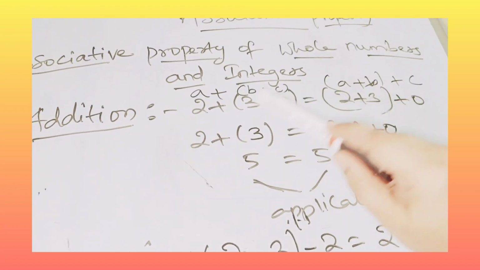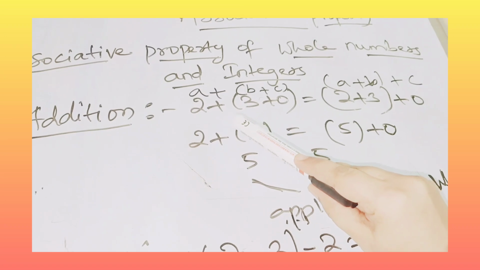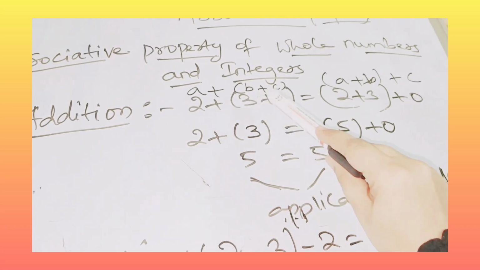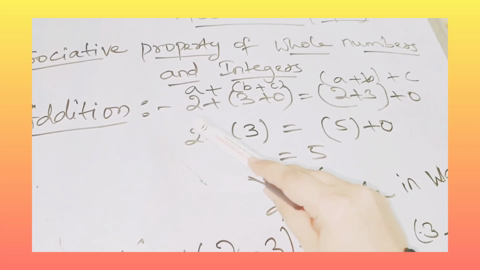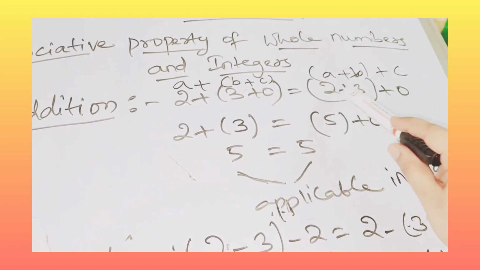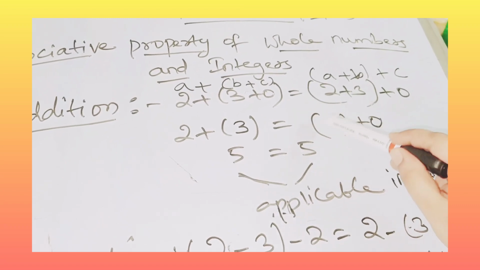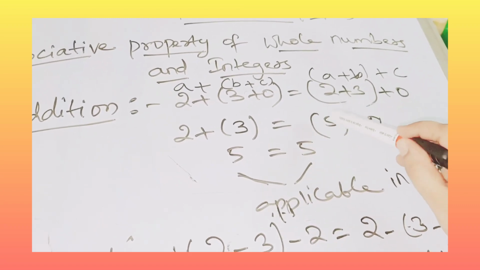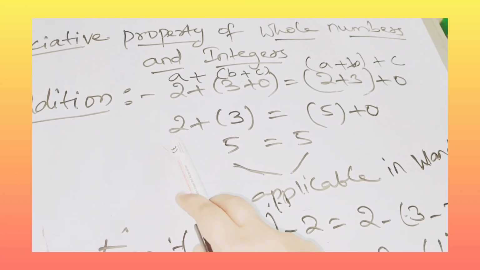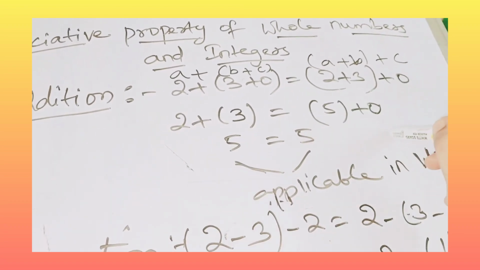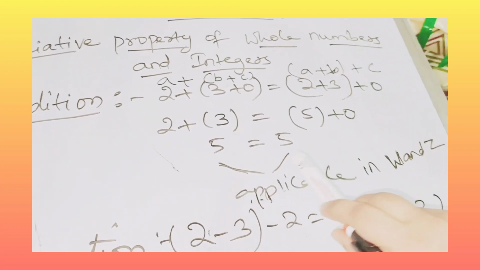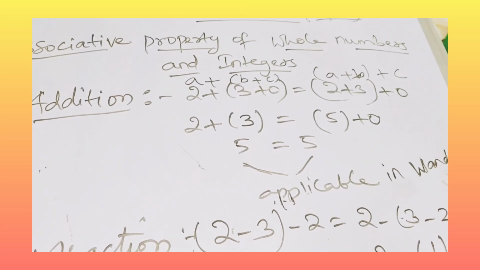In this addition, first we add the second and third numbers, then add that answer with the first number. In the second case, you add the first and second number, and the answer is 5. Then you add this answer with the third number. 2 plus 3 is 5, then 5 plus 0 is 5. Here the answer is the same, so it is applicable in addition, for whole numbers and integers.